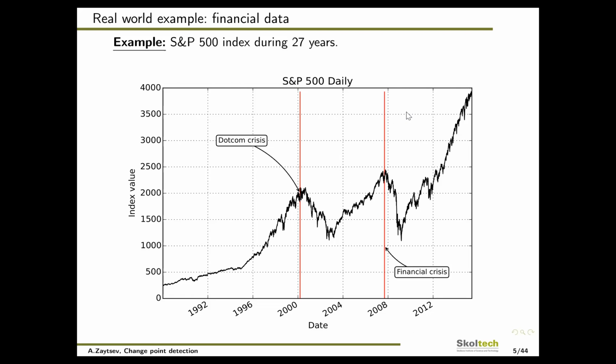But if the change occurs, we also want to do some kind of nowcasting and say, okay, we have a change point here, and this is crucial. We want to detect this change point fast and take actions at least some time after the change. And so we can observe here the change we discussed two slides earlier, a change of the slope and of the overall dynamics. We have this increase before and decrease after the dot-com crisis or the financial crisis in 2008.